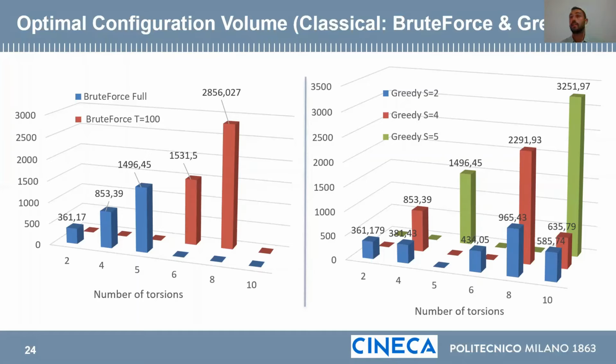On the right, there is the same thing, but with the greedy approach. And we used the batched version, where the batches have different sizes, going from 2, the blue one, 4, the red one, and 5, the green one. And maybe here you can see that the best solutions were, for example, in the case of 8 and 10 torsions, so the largest problems, those where we split the problem into two equal sub-problems.